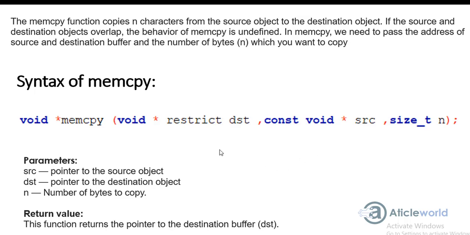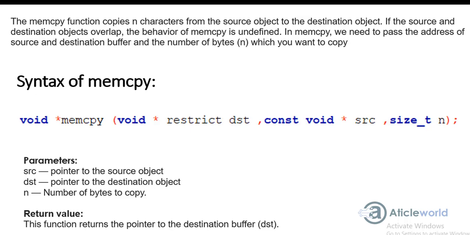And here one thing you need to notice, the type of the parameters is the void pointers. It means you can pass any type of memory here. You can pass integer, you can pass structure, or any memory. And the return type of memcopy is also void pointer, and after the completion, memcopy returns the destination buffer.